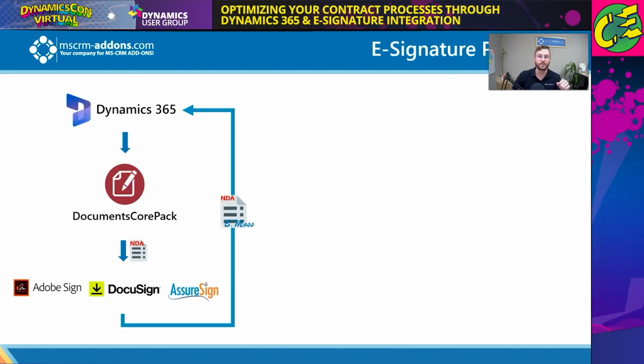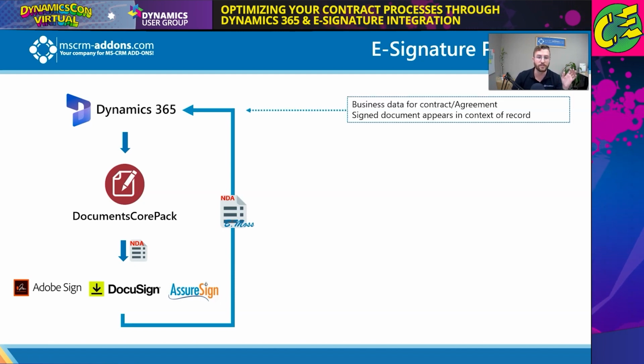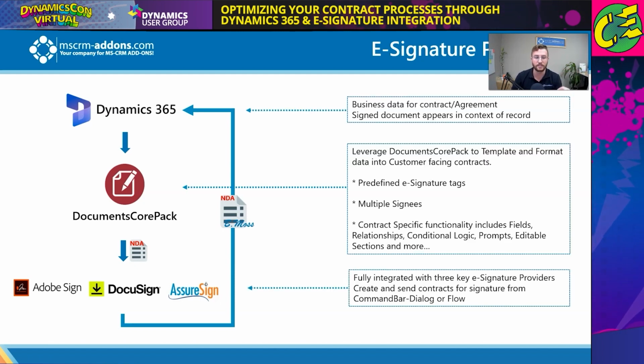But now e-signature. So of course, not only do we generate documents, we also have integrations with the three largest e-signature providers, or three of the largest e-signature providers, which are going to be Adobe Sign, DocuSign, and AsureSign. So of course, what this is showing is you have your business data for contracts or really anything. So if you want to generate quotes, you can use that as well.